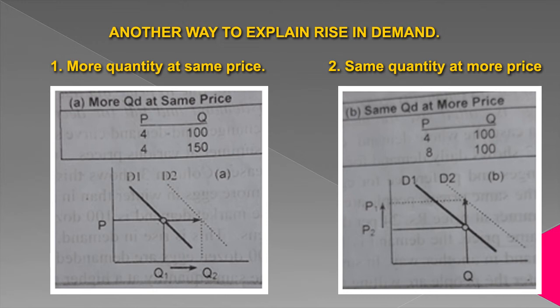Rise in demand means more quantity at the same price or the same quantity at more price. Here you can see in a graph, you can see a table given above the graph in which it is indicated the same price is given. At the same price we are demanding more of a quantity. Like at price 4, we were demanding 100 items. Price remains the same, and 150 items are demanded.